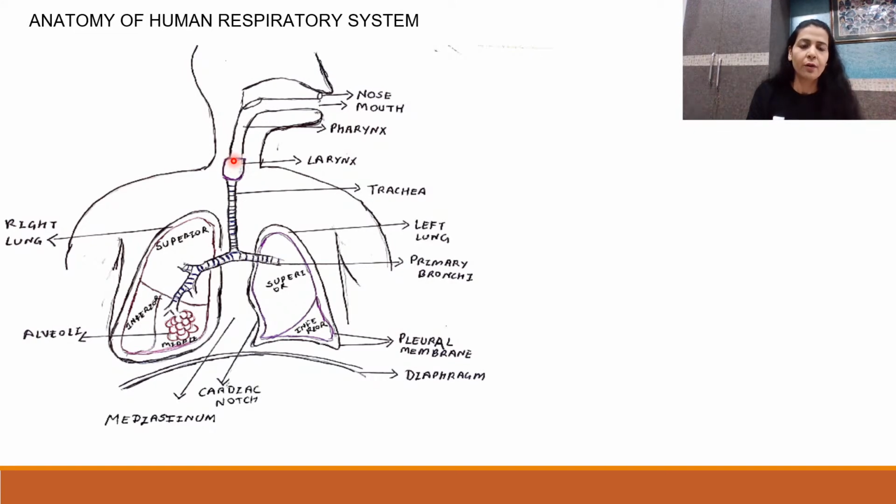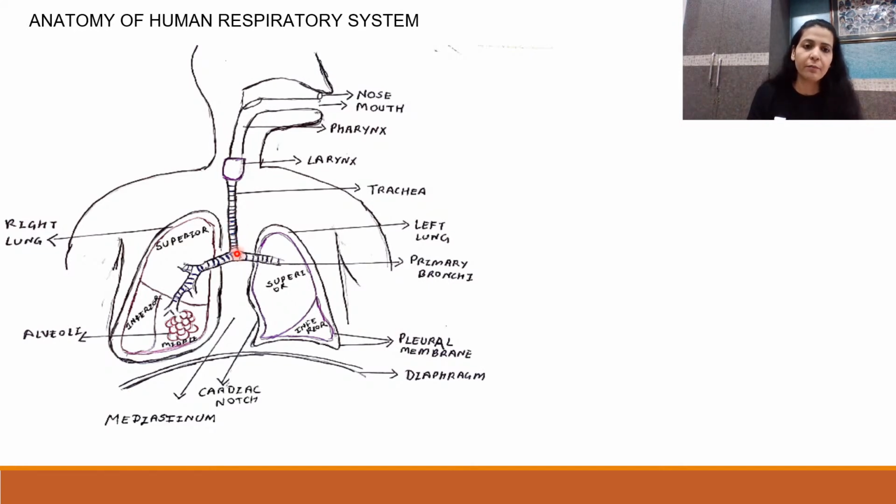All right. So from the larynx, the air enters into this tube. Now this tube is known as trachea. And you can see the trachea is covered by cartilage. We'll discuss all these things in the upcoming slides.